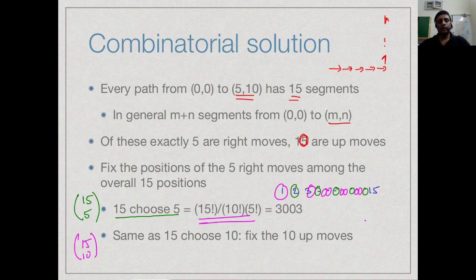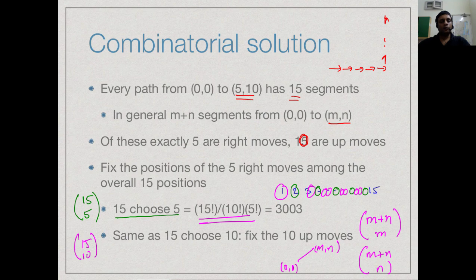So in general, it's going to be m plus n choose m or m plus n choose n, where I'm going from 0, 0 up to m, n. I have to make m right moves and n up moves. So I need to choose m out of m plus n total moves or n out of m plus n. Both of them will give me the same expression because n choose k is n factorial over k factorial times n minus k factorial. So if you just exchange k and n minus k, you get the same expression.